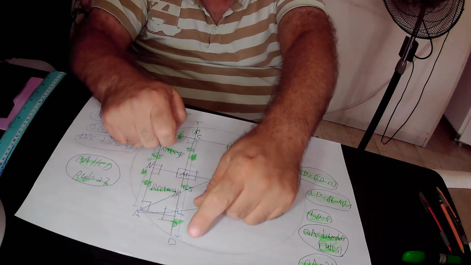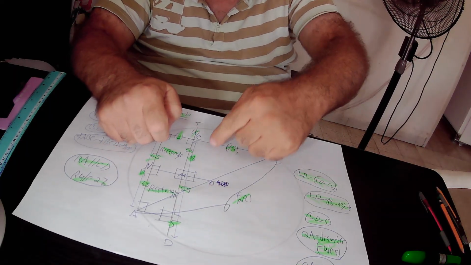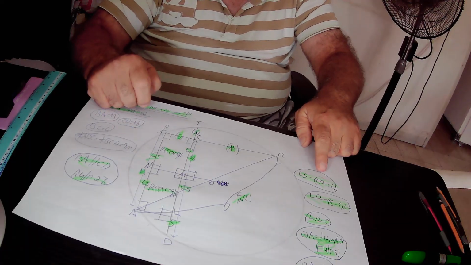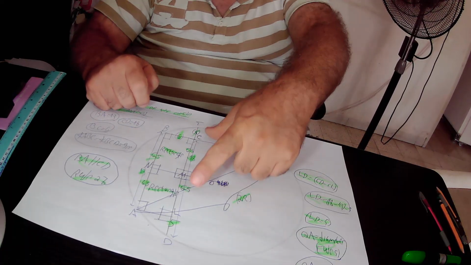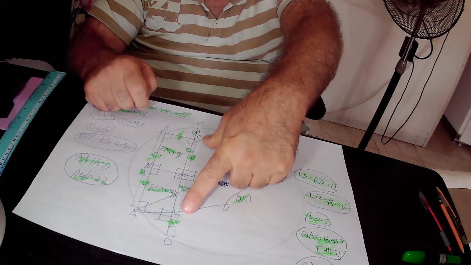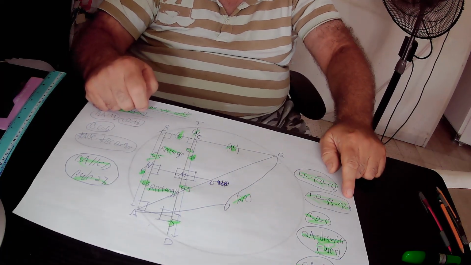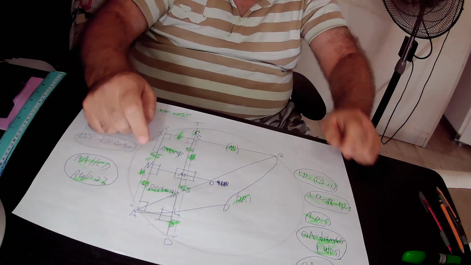What is the length of this missing element LD? LD equals CD minus CL. So LD equals CD, that is 18, minus CL, that is 6.5 plus 6.5, that is 13. So in total, LD equals 18 minus 13, that is 5. LD equals 5 units in length.